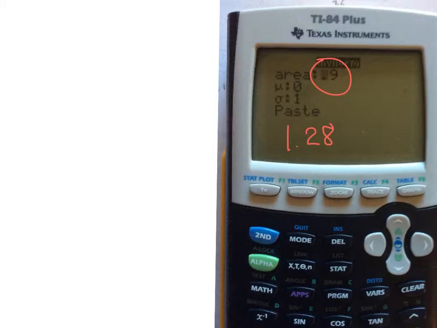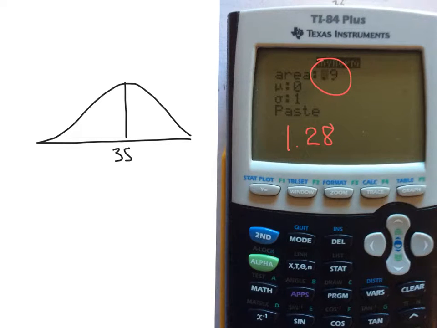1.28. Okay, I'm going to draw a picture of what this situation looks like. Here's my normal curve, right? And the average height was 38. And the 90th percentile was 40 inches, so she's 2 inches taller. Okay, so the distance here is 1.28 standard deviations above the mean.